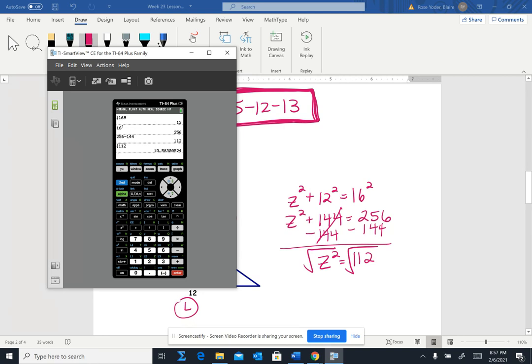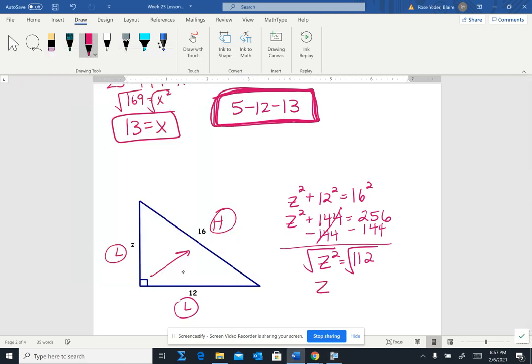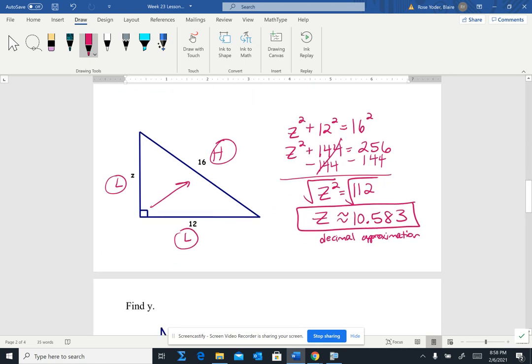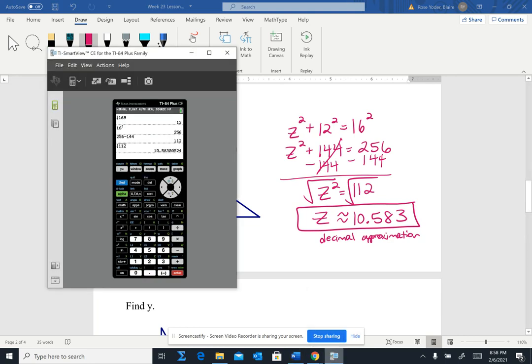So this is not one of our nice combinations of numbers, which are called Pythagorean triples. This is a messy decimal. So z doesn't equal 10.583, but z is approximately equal to 10.583. So that is the decimal approximation. But we just taught you about simplifying radicals. So we would love to sometimes see the decimal approximation, and then sometimes we would love to see what the exact answer is in simplified radical form.